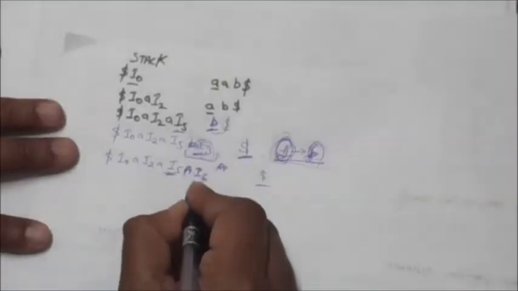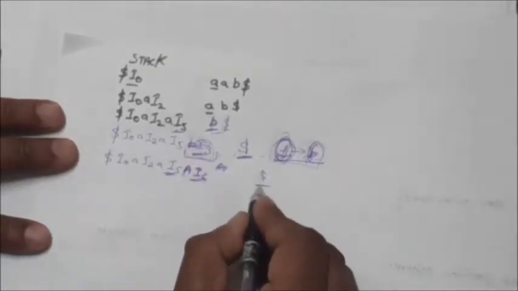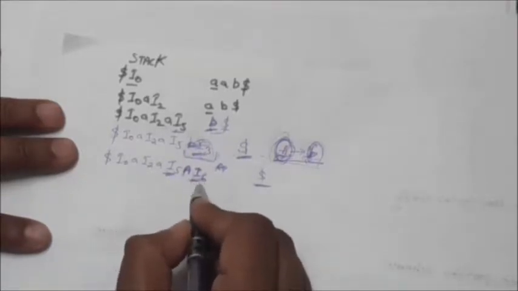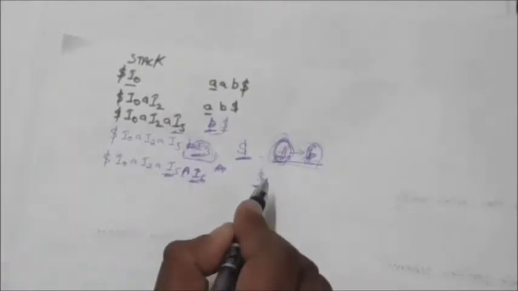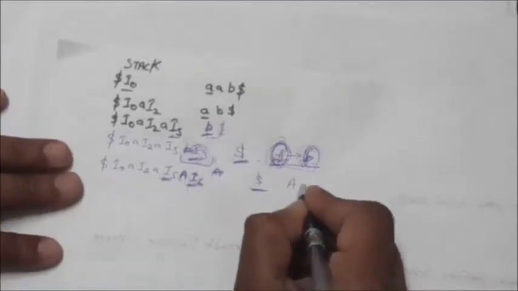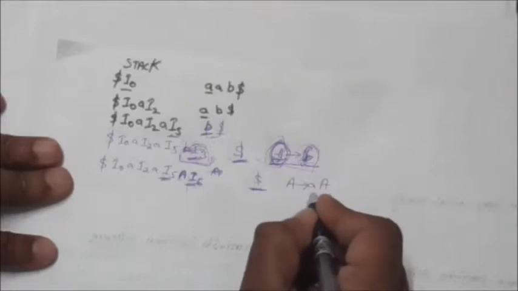Now at the top of stack we have the state I6, and the input pointer points to the symbol $. So what will be the next move? For that we need to check the action table, row labeled by I6 and column labeled by $. In the action table, at row I6 and column $, it is written R2. It means reduction by production rule number 2, and production rule number 2 is A derives AA. So here we need to do reduction by production rule number 2, that is A derives AA.